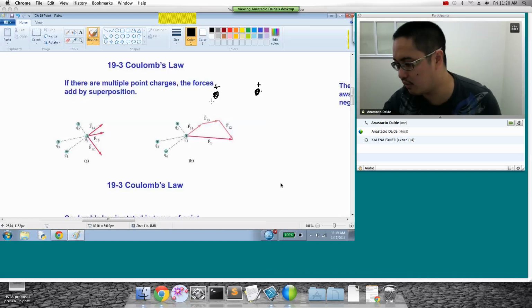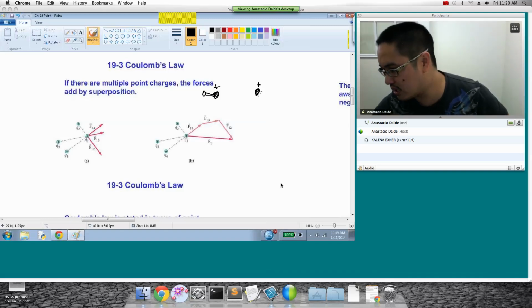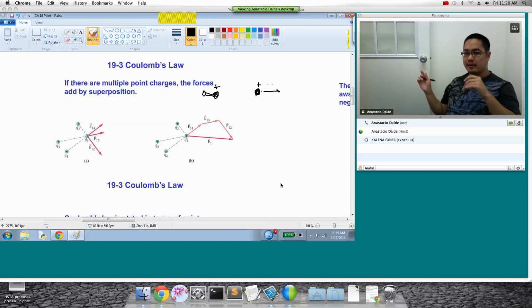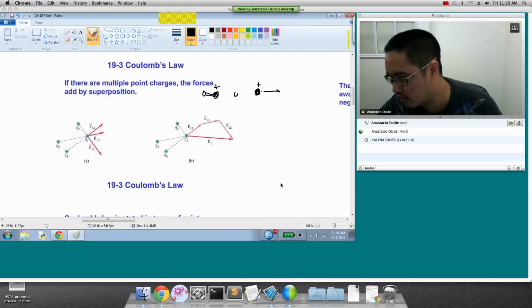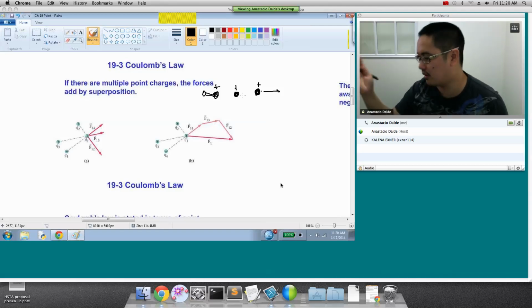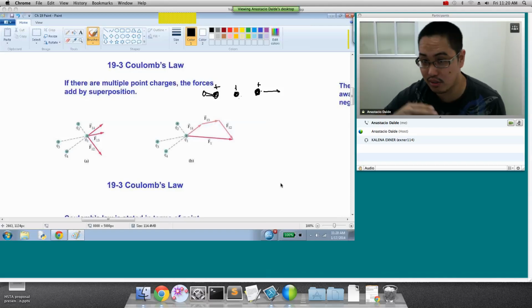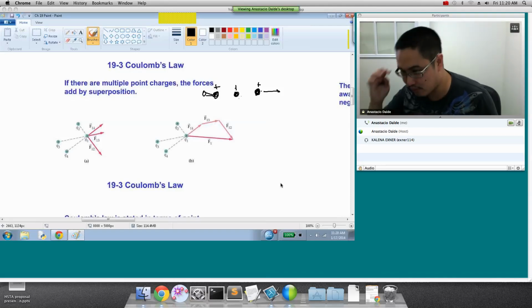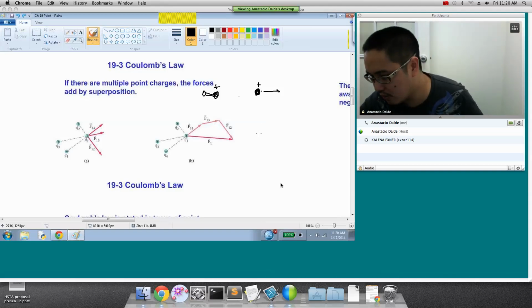Let's say that we nailed this guy down. We put a nail in him. Tack, tack, tack. Which way would this particle go? It would just go to the right. Agreed? Okay. But what if I had another particle over here that's positive, and I nailed that guy down? Which way would this guy go? The one on the right. It would go to the right even faster.